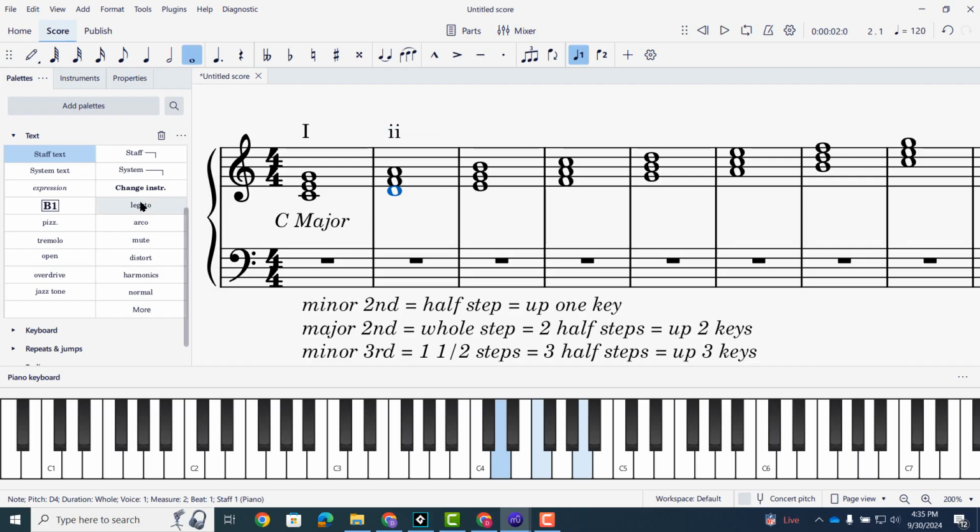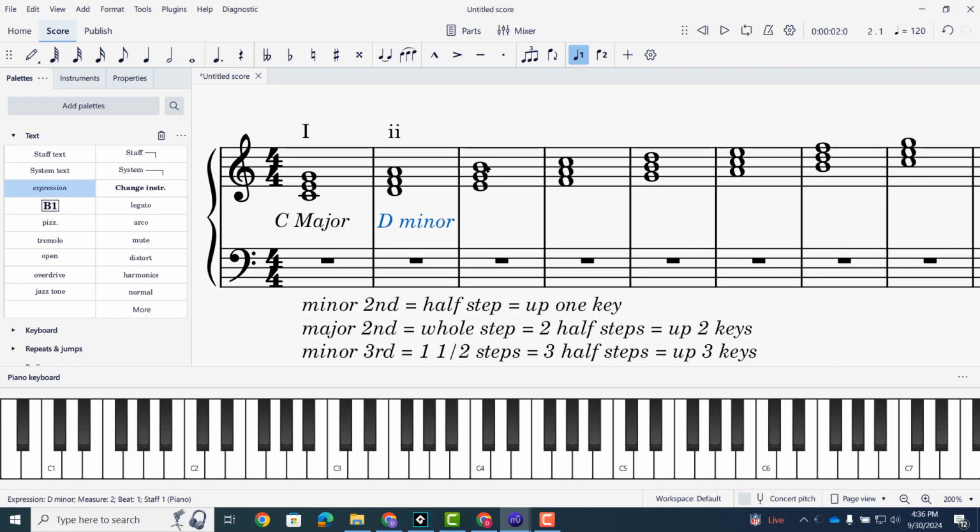Another way you could write it, say you're writing a chord sheet for a bass player, a piano player, or a guitar player, you would say, well, that chord in itself is called D minor. Notice I deliberately am not capitalizing the word minor. Okay. So we have C major, which is the 1 chord, D minor, which is the 2 chord.